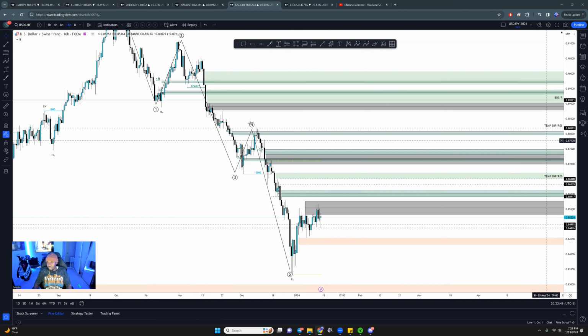So what I am going to be looking for now is a slight retracement. I do want to see more of a price action pattern, right? Every reversal calls for a reversal pattern.